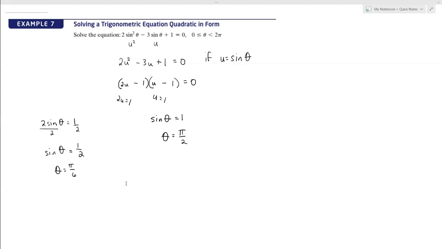And if we consult the unit circle, we see that on the other side of pi over 6, this is our pi over 6. And then over here, we also have a 1/2. So theta could also be equal to 5 pi over 6. Okay, so everything that solves these, that's between 0 and 2 pi, consists of pi over 6, pi over 2, and 5 pi over 6.